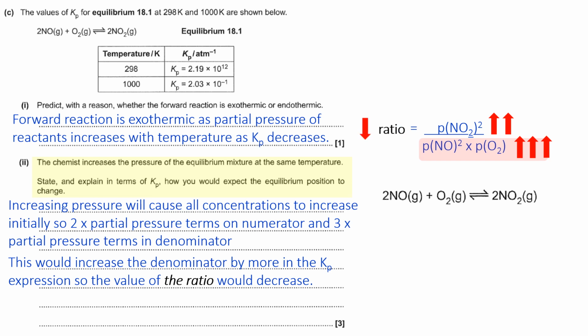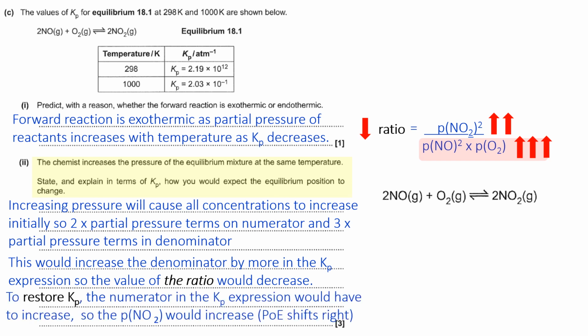So notice I'm not calling it Kp anymore because the temperature has stayed the same. We call it a ratio. So to make that ratio equal Kp again, in other words, to restore Kp, the numerator, the top part of the Kp expression, would have to get bigger. So the partial pressure of nitrogen dioxide would have to increase. To do that, the position of equilibrium would have to shift to the right.